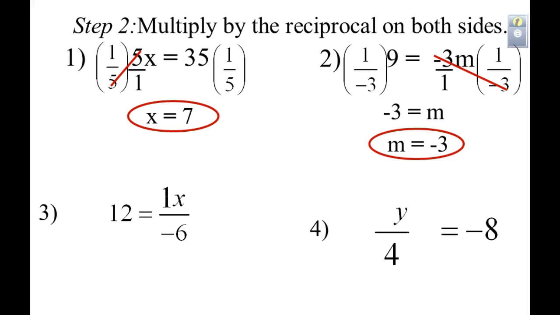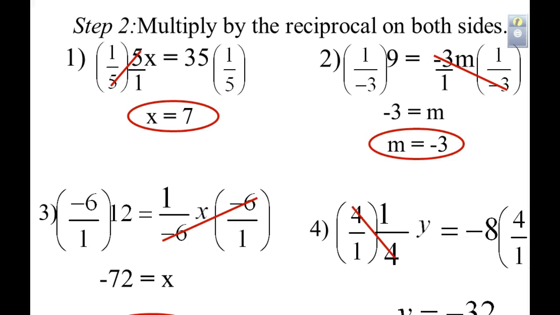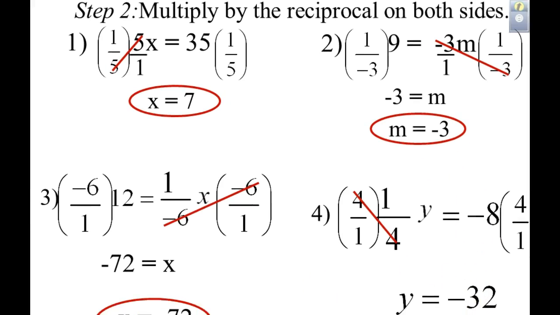And we already started number 3 by moving that x out. Now you have the fraction to multiply by the reciprocal. Negative 6 over 1. There you go. And one more. 4 over positive 1. And y equals negative 32. That's on the screen there. There we go.